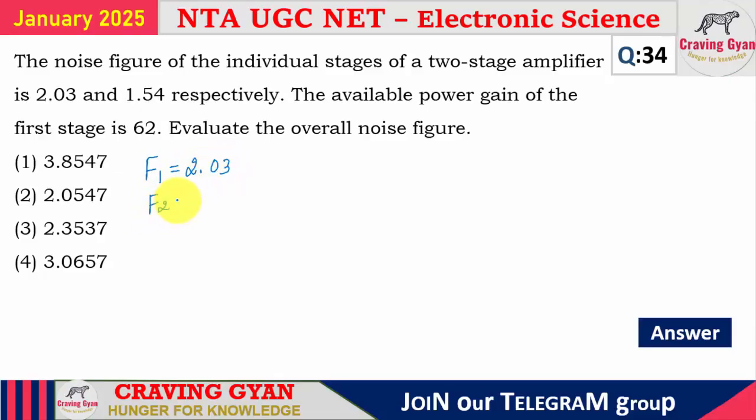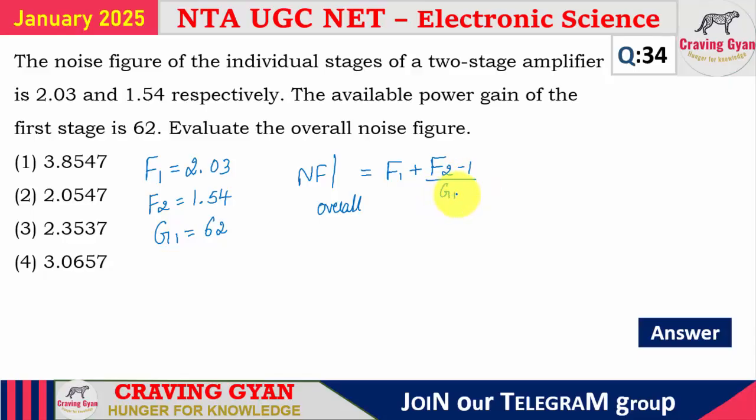F2 is 1.54. What is the gain of the first stage? Gain of the first stage is 62. Overall noise figure they are asking. Overall noise figure is given by, what is the formula? In the fast track revision video also I have explained. F1 plus (F2 minus 1) divided by G1.